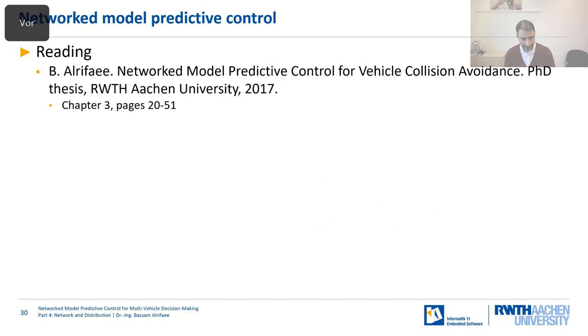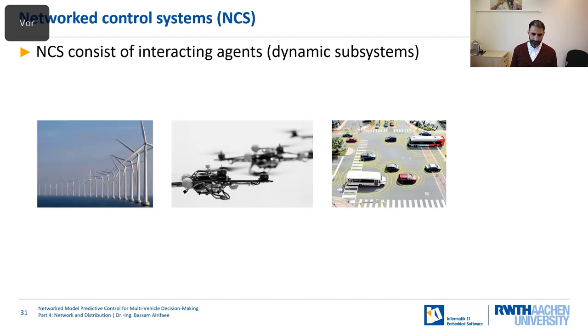And now we continue with network model predictive control. Here are some pages for reading. So NCS consists of interacting agents. We call them dynamic subsystems.